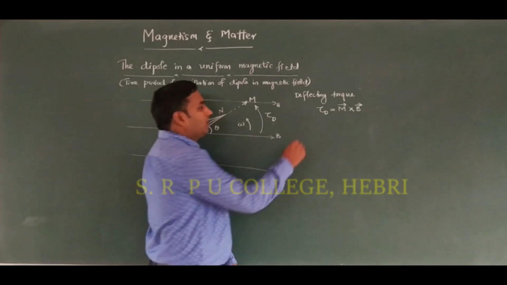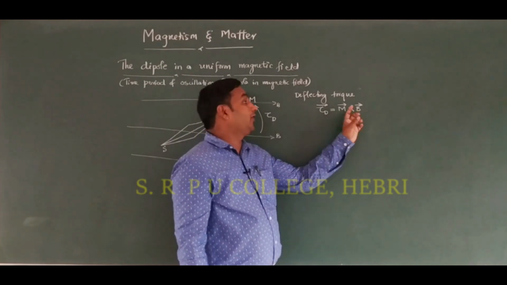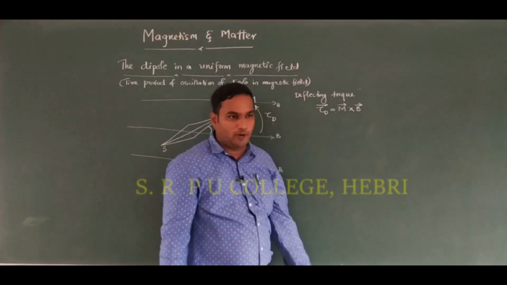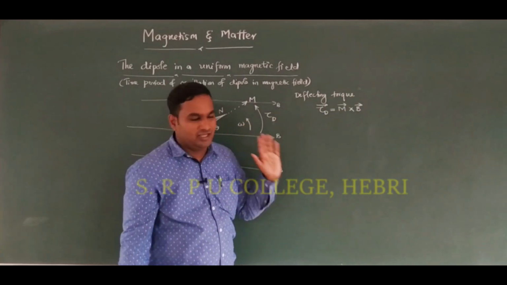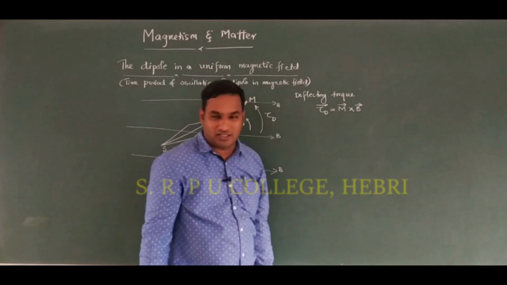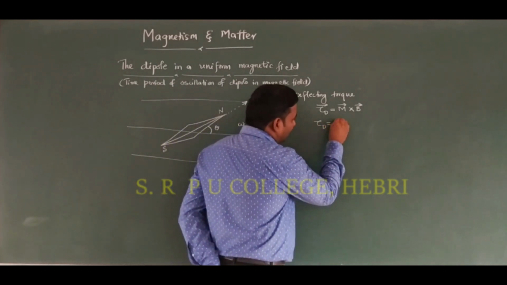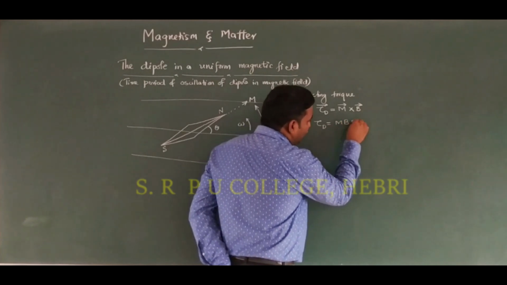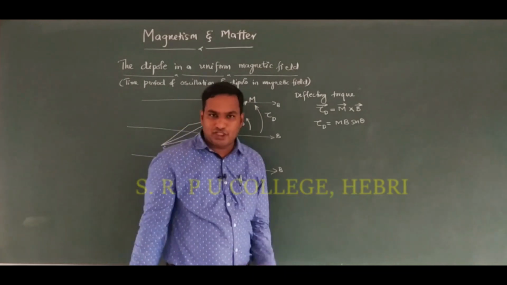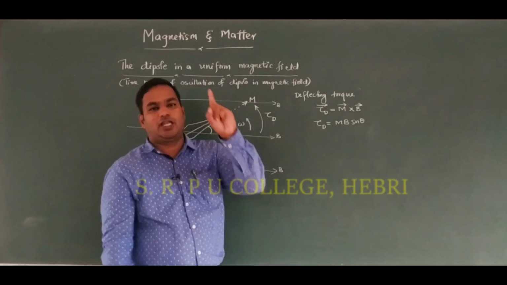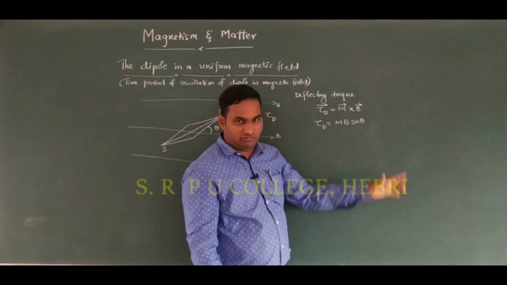In vector format we denote it like this: deflecting torque is equal to the vector product or cross product of the magnetic dipole moment and the external uniform magnetic field, here m vector cross B vector. Again, we can write it as deflecting torque is equal to mB sine theta into n cap. N cap is a unit vector used to represent the direction, and its value is equal to 1. The magnitude of deflecting torque becomes mB sine theta.